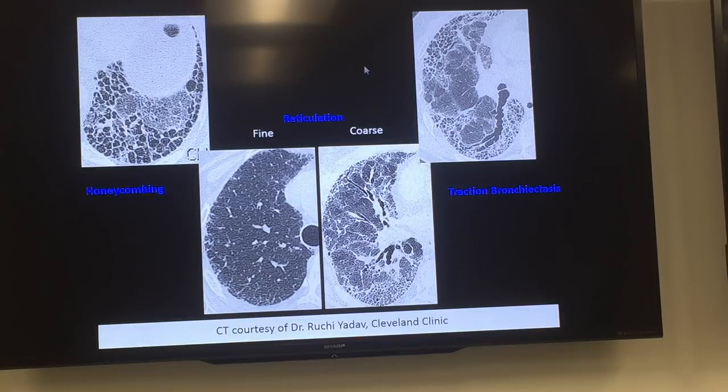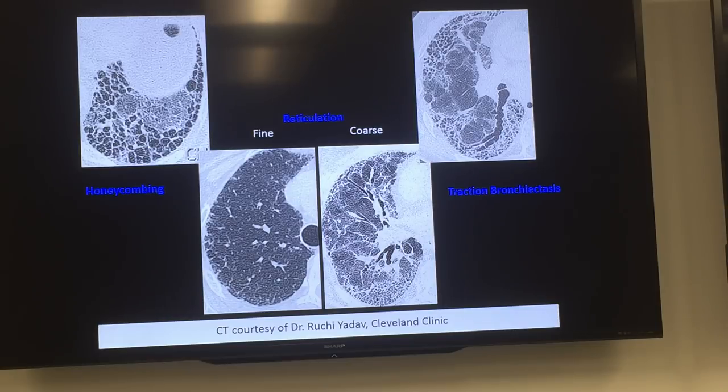And then here you see coarse reticulation, which means it just looks kind of like a web, a spider webby thing, little lines that you can see throughout the lung, which is different than other kinds of opacities, like ground glass opacities, where it's just a diffuse haze, a very light haze from which you can see blood vessels.